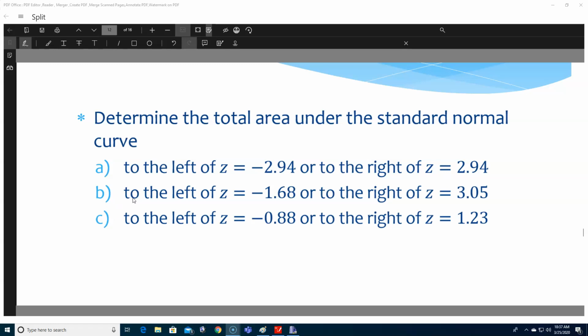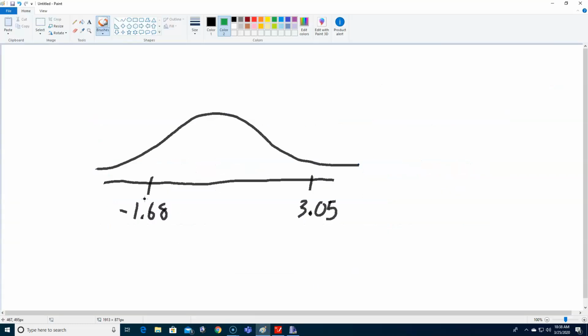For B, I need to find the area to the left of Z equals negative 1.68 or to the right of Z equals 3.05. So I need to find those two areas in essence. That's what I have to find. So here I drew a normal curve, kind of the idea. It wants me to find to the left of negative 1.68 and to the right of 3.05. So to do these two things, I have to use my calculator. And I'm going to have to do something kind of new.